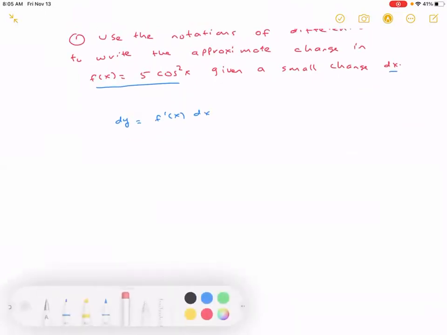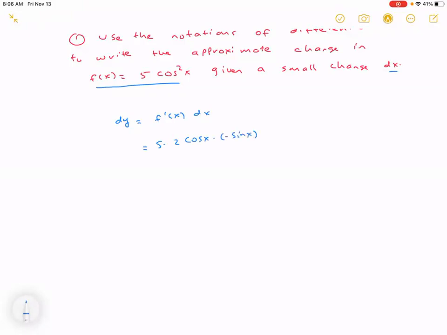Okay, so then here, what's the derivative of 5 cosine squared x? Well, you use the chain rule, don't you? 5 times, you bring 2 to the front, don't do anything inside the cosine function, and then the derivative of cosine, which is negative sine x. Don't forget dx. Okay, don't forget dx. So you can leave it here, but you know what?